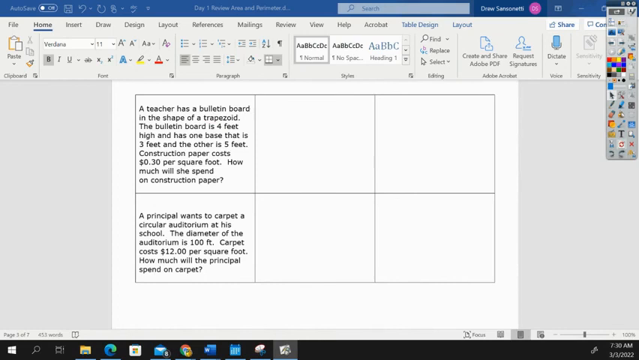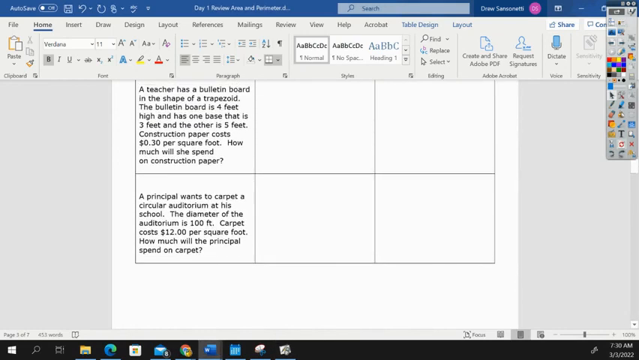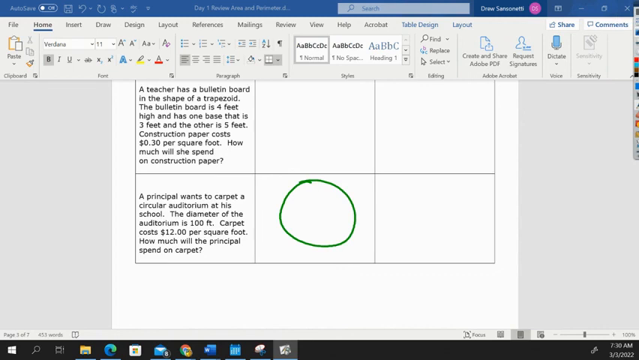All right, final problem. And we are back at our favorite, the circles. And this one says a principal wants to build a circular auditorium. So let's draw a circle. The diameter of the auditorium is 100 feet. Remember, the diameter is the line that goes all the way across. The carpet is $12 per square foot. So at the very end, we'll have to multiply by 12. How much will they spend?